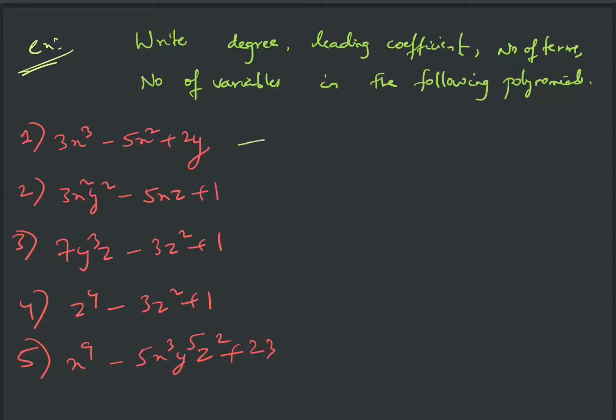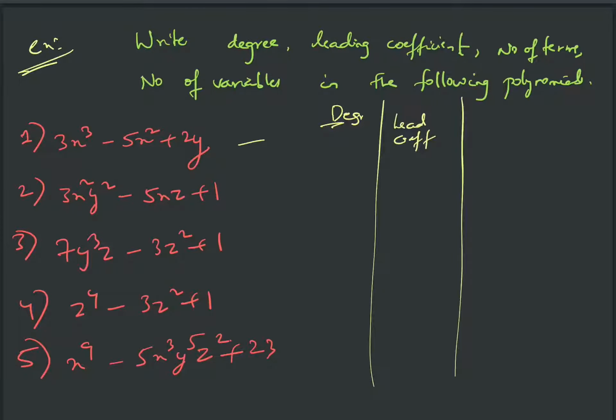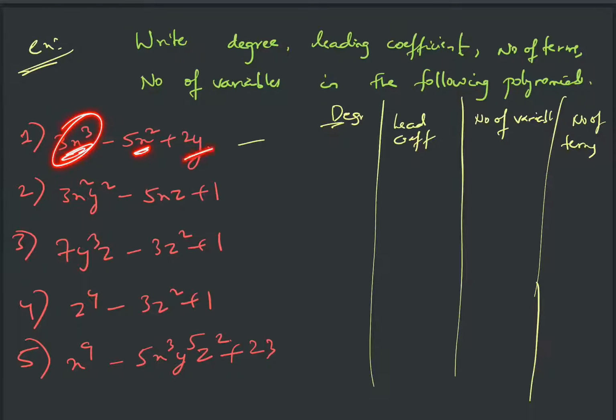So let us start with this first one. So this is degree, this is leading coefficient, right? And then this is number of variables, and this is number of terms. Fine. So what is the degree of this polynomial? This is 3, right? Because the highest is 3 here, this is 2, this is 1. So degree is 3 here. Leading coefficient means the coefficient of the highest degree term, that is 3 here. And the number of variables is 2, x and y. Number of terms, there are 3 terms, 1, 2 and 3.